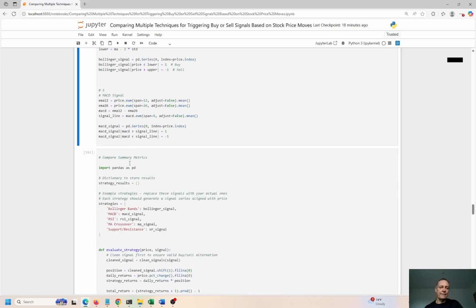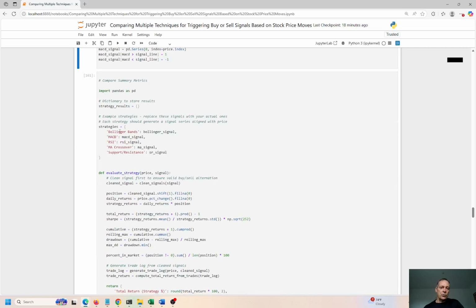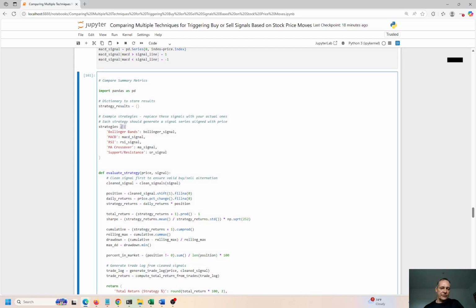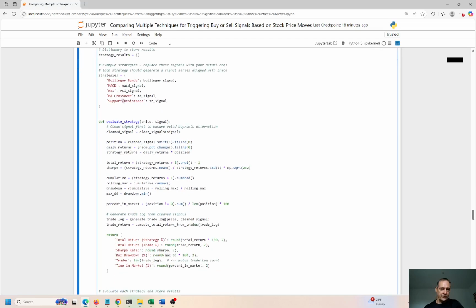So let me go ahead and run that to put that in memory. We are going to create a dictionary of strategies. So Bollinger Bands, MACD, RSI, crossover, and support resistance. Okay, and then I'm going to create a small function here to look at the price and the signal.